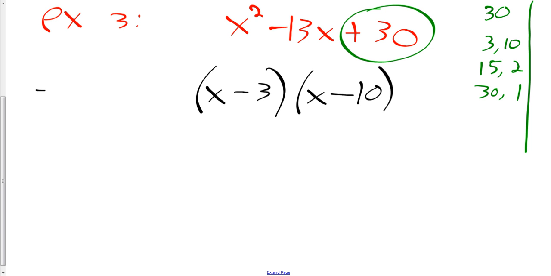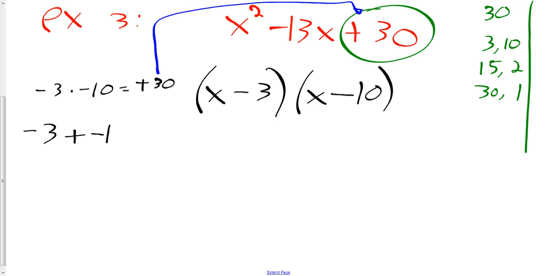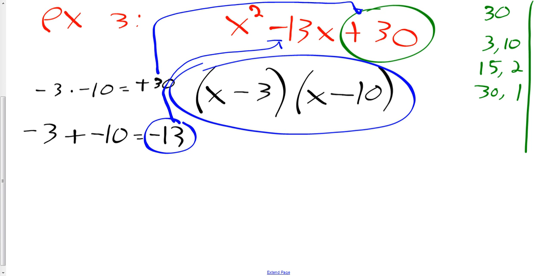So let's just talk about it. Negative 3 times negative 10 equals positive 30, which is, in fact, this number right here. Okay? And now I'm going to say, okay, well, hey, negative 3 plus negative 10 equals negative 13, which is this number right here. And that makes this our answer. Do we feel okay about that?